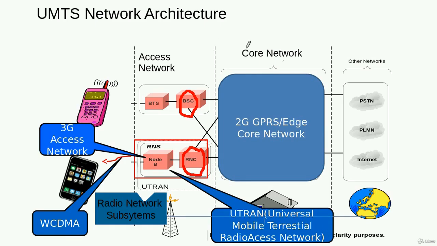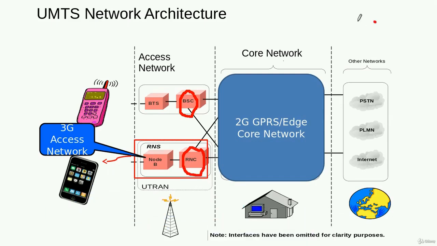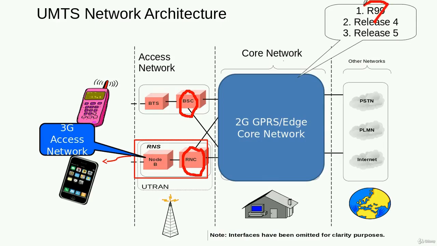Now we come to the core network. As I told you, it is the same 2G GPRS or 2G GPRS EDGE core that was used in the 2.5G and 2.75G access networks, but it further evolved, and that first version of this core network was known as Release 99, and then it evolved into Release 4, and then it evolved into Release 5.